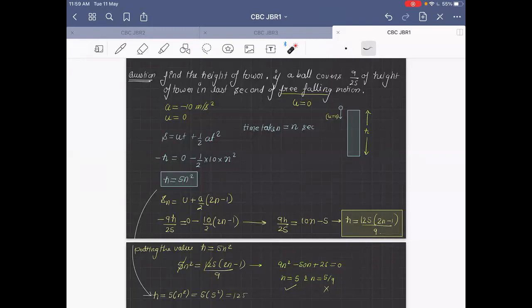Anand, now this joke is going so far. Galileo also gave the 5n square equation. Next time, call him. I want to meet him. Okay.